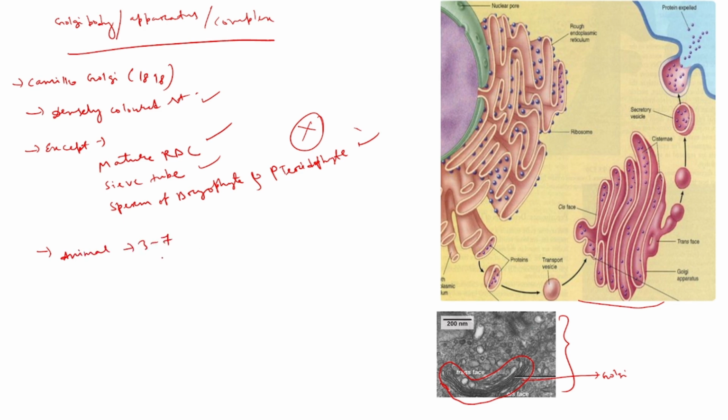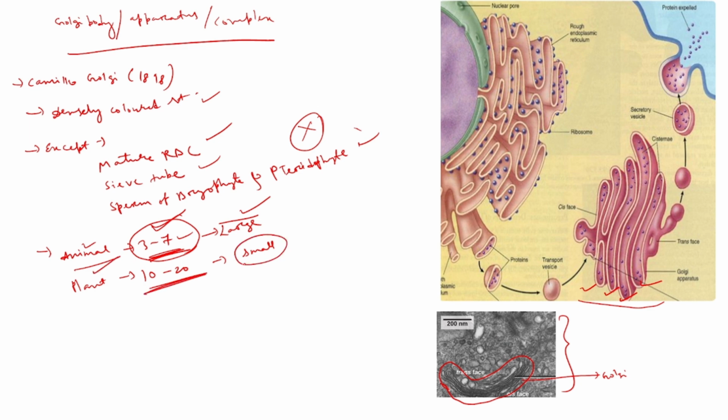So in the animal cell, 3 to 7 complexes are present. 3 to 7 means this is 1, this is 2, this is 3, this is 4. That means 3 to 7 complex structures of the Golgi are present, but they are very large in size in the animal. But in the plant, the number is 10 to 20, but the size is very small. So in the animal the number is low but the size is huge, but in the plant the number is large but the size is very small.